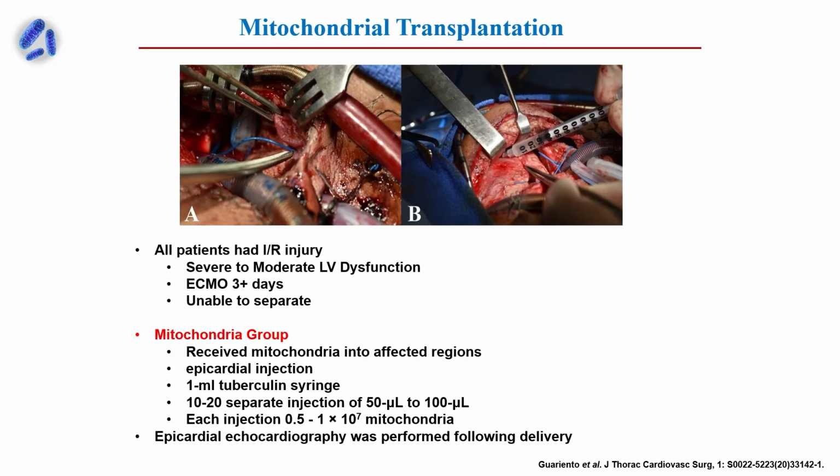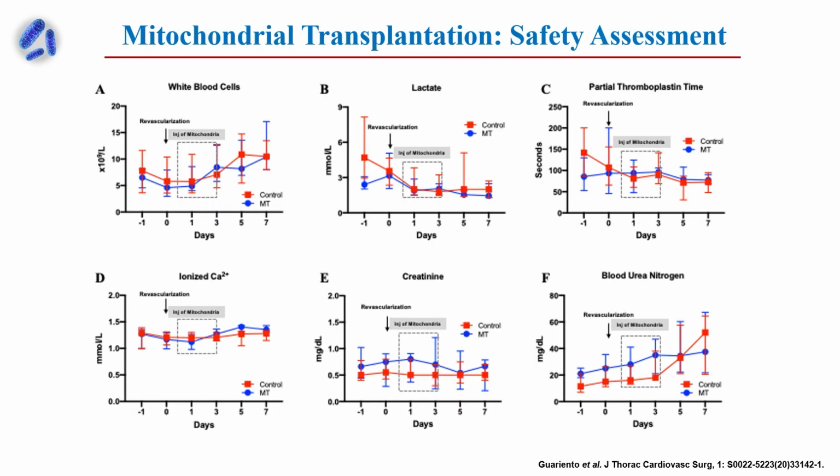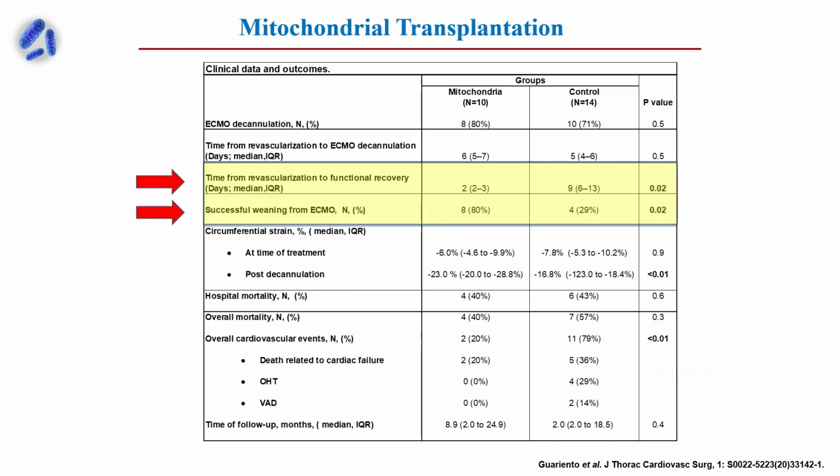So what we were able to do was get patients and treat them with the mitochondria. And this is the setup that we have right at the end of the bench. We had no effect on safety assessment with any of those children. What we did find was, if you gave them mitochondria, they got off the machine. We got 2 of them off the machine. Their functional recovery was only 2 days once they got the mitochondria, whereas it was 9 days for the ones that got the control.